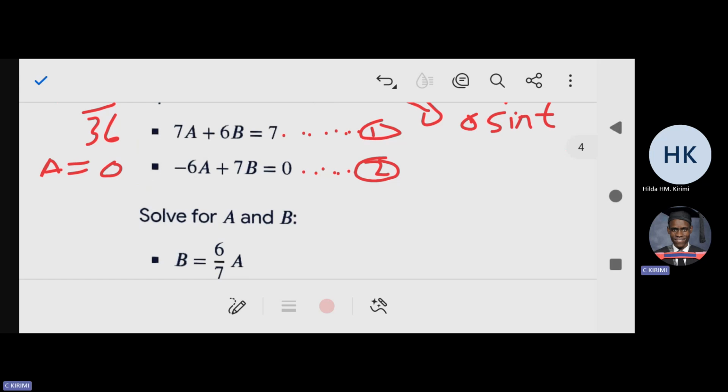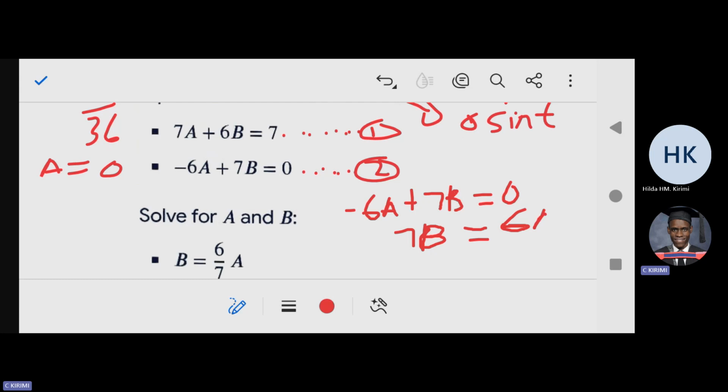So the trick here is this one. Let's not waste time. Let's go to equation number 2. Can you see equation number 2? From equation number 2, we have -6a + 7b = 0. So in other words, 7b is equal to 6a.